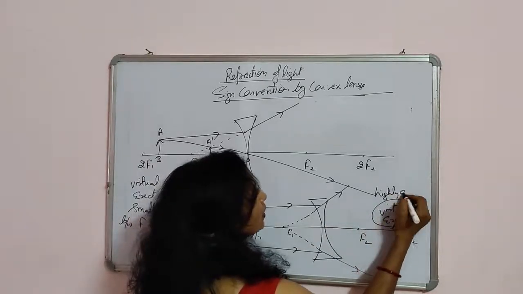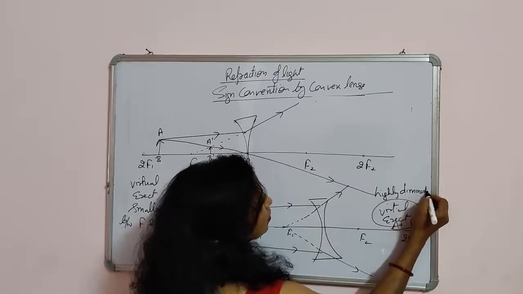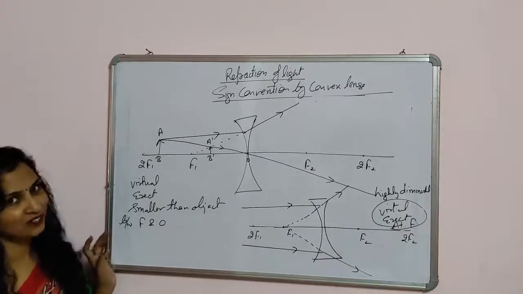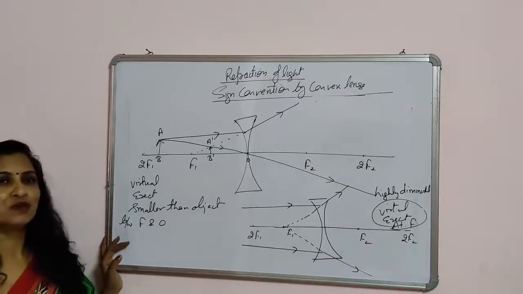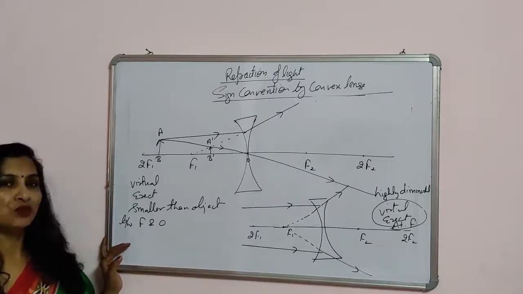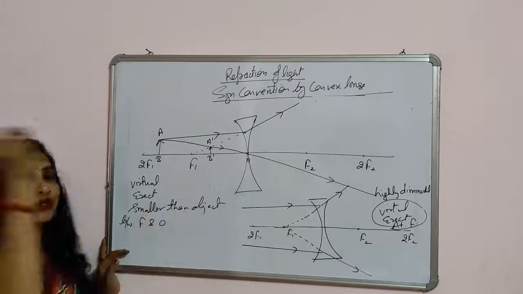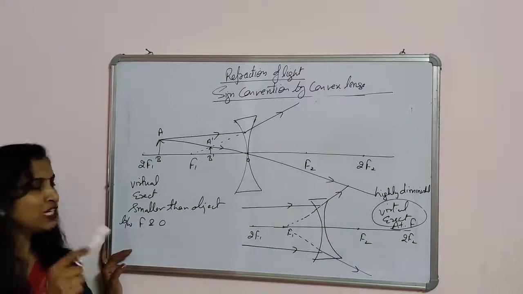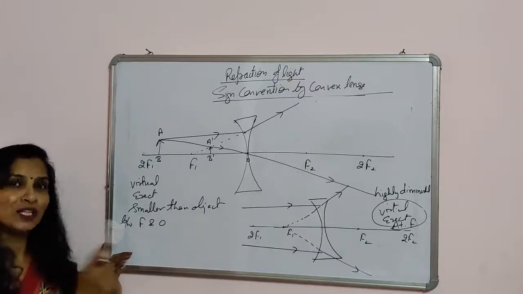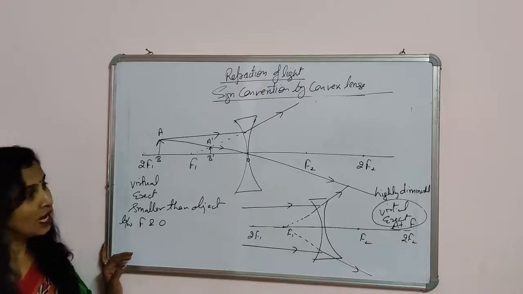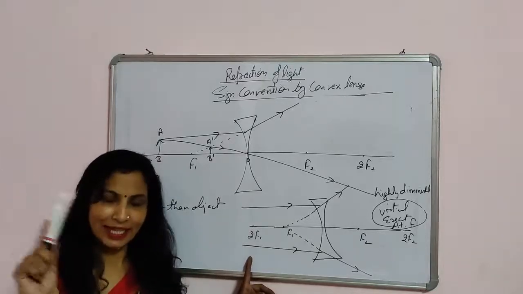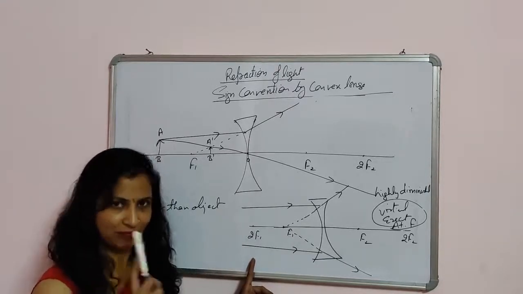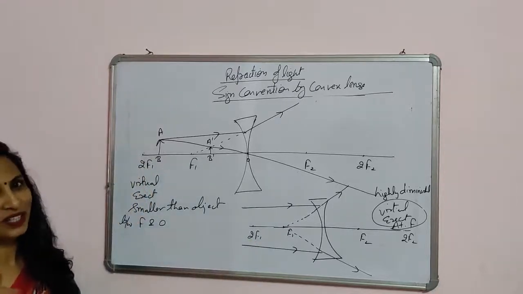Highly diminished. So these are the two image formations by the concave lens. First one, where we place the object anywhere from optical center to infinity. We are placing the object anywhere in between the optical center and infinity. So the image formed is always virtual, erect, smaller than the object, and between F and O. And in the second case, if the object is at infinity, the image formed is virtual, erect, highly diminished, and at F. So these are the two image formations by the concave lens.